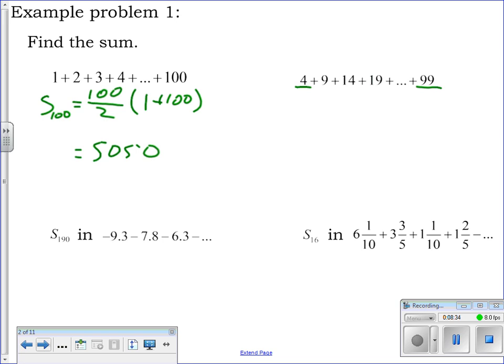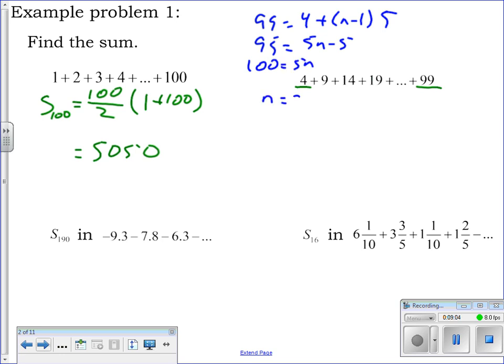So I take the last term, 99, is equal to the first term plus n minus 1 times our difference, which is 5. Okay. Solve for n. Subtract 4 and distribute the 5. 95 is equal to 5n minus 5. Add 5 to both sides. 100 equals 5n. So n equals 20. So we have 20 terms we're adding together.